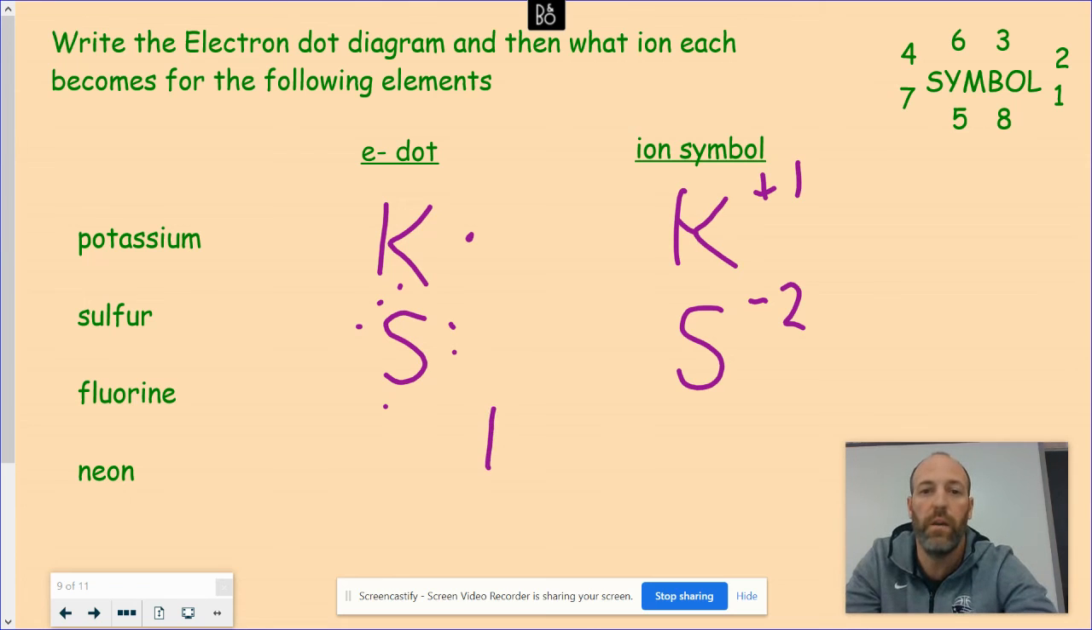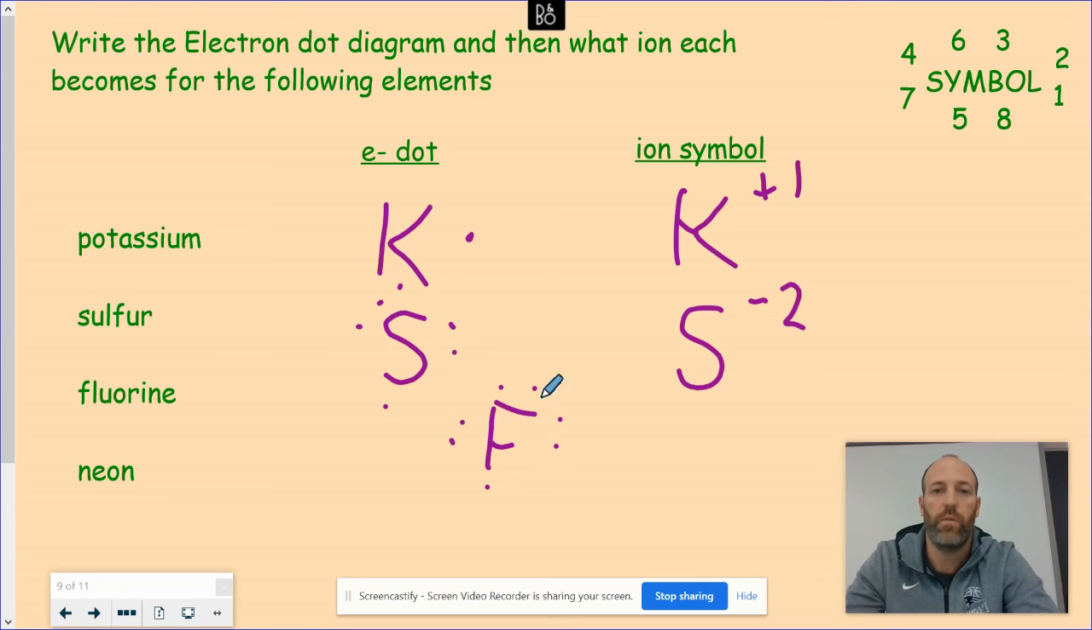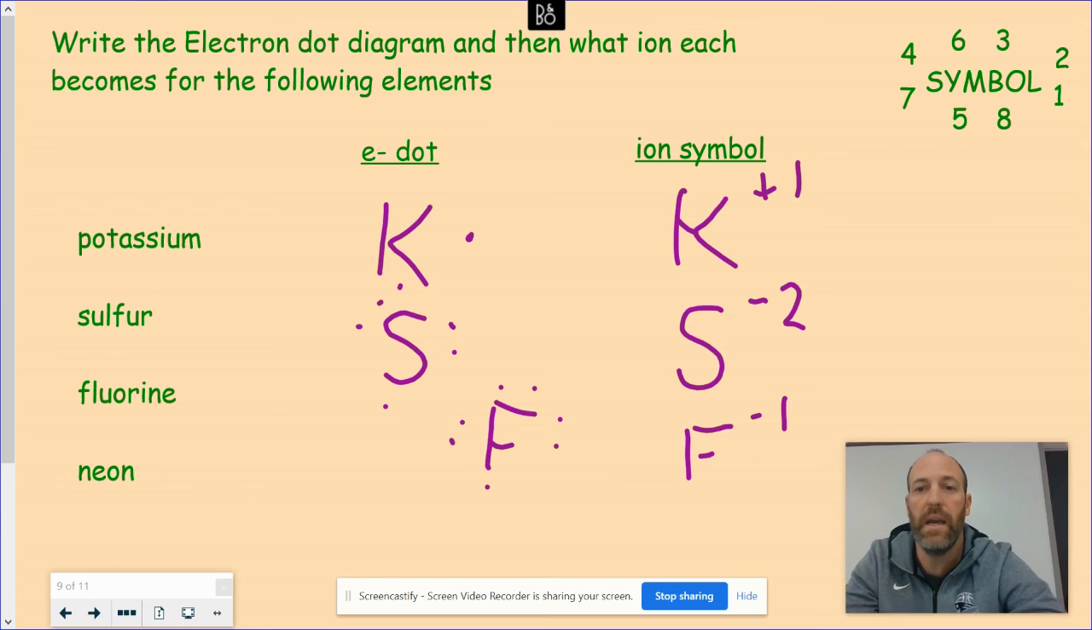If I go fluorine, you're right, way too large. My bad. Fluorine has 7. 1, 2, 3, 4, 5, 6, 7. Is fluorine a metal or not? It's not a metal. That means it's going to gain. How many open spots does it have? It has 1. So this is going to be F1 minus.